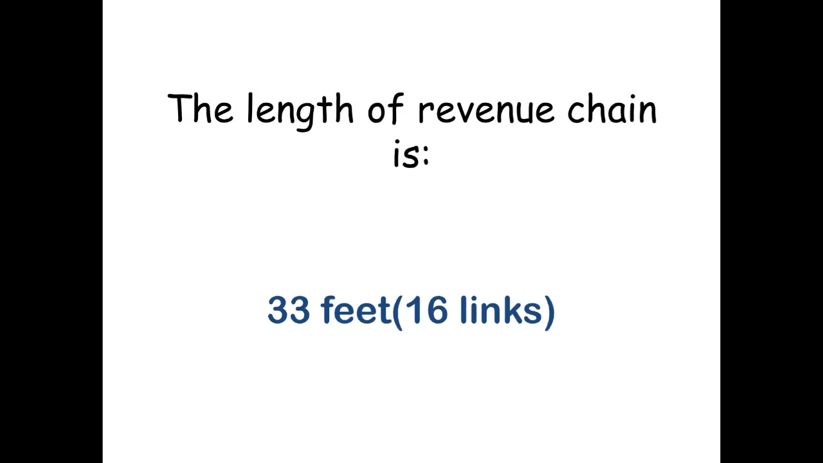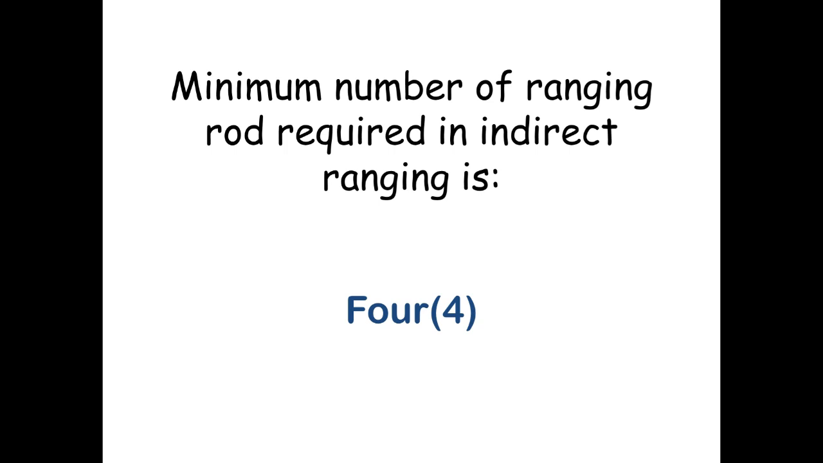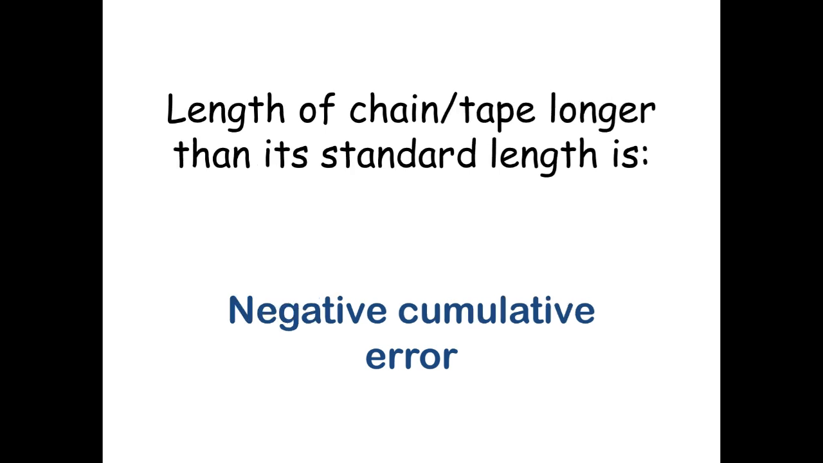The length of revenue chain is 33 feet, having 16 links. Minimum number of ranging rods required in direct ranging is 3. Minimum number of ranging rods required in indirect ranging is 4. Length of chain shorter than standard length gives positive cumulative error. Length of chain or tape longer than its standard length gives negative cumulative error.